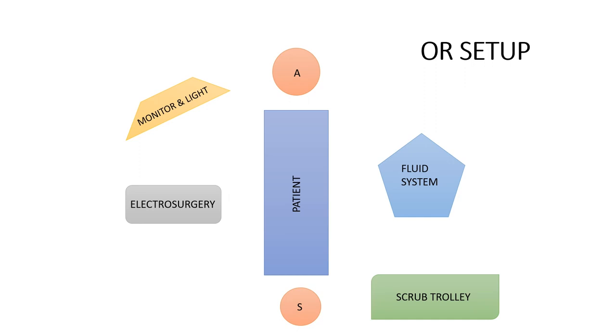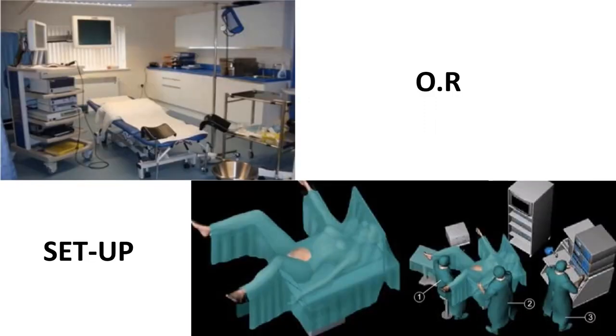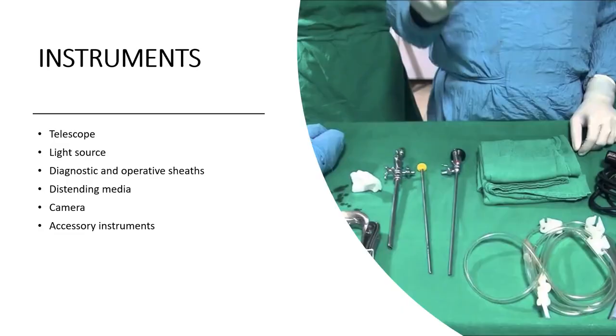And then you have your vision cart, which is us understanding how are we going to be observing on the screen so that we know what's going on inside, which is the left, which is the right. So you see that kind of thing. So this is basic OR setup. What are the instruments around hysteroscopy? We have the telescope, which is similar. We have shown you in the theater. We have a light source. We have diagnostic and operative sheets of the hysteroscope.